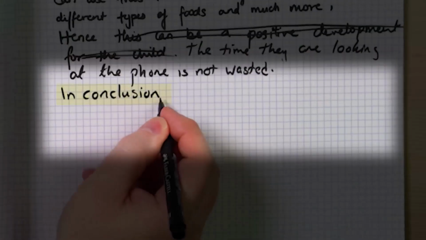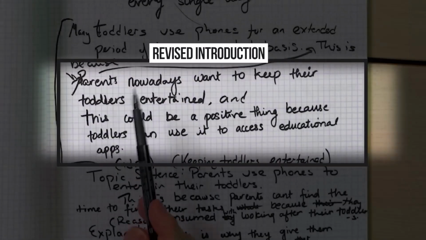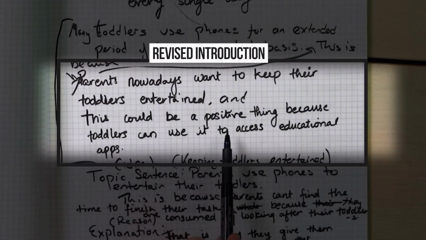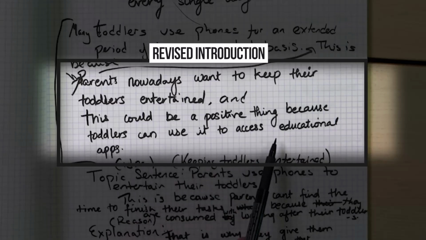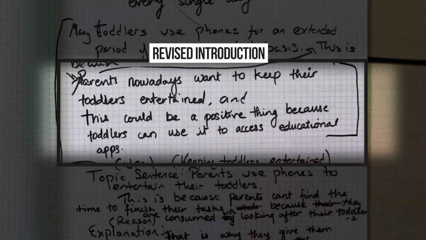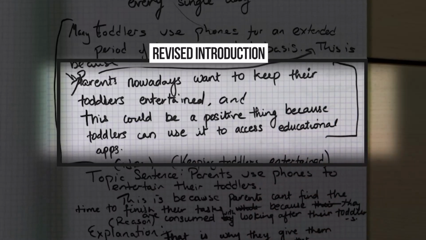So now we're going to do our conclusion. A little trick that you can use for conclusions is just put in conclusion, then look at your introduction. Parents nowadays want to keep their toddlers entertained, and this could be a positive thing because toddlers can use it to access educational apps. You just basically take that and you put it in your conclusion, and you're just basically saying that again, paraphrasing again.